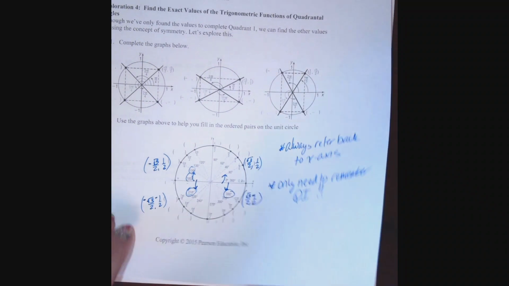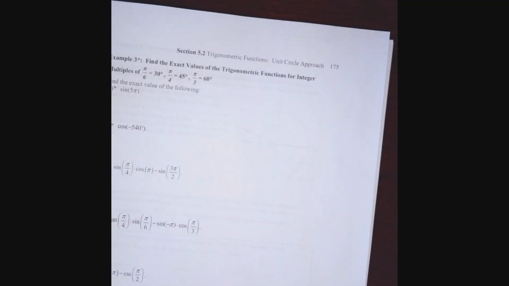All right, let's look at the next page of notes. Here in example 3, we're going to be finding exact values for the trig functions for our multiples of 30 degrees, 45 degrees, and 60 degrees. So what you're being asked to do is figure out, I'm given an angle. What is the reference for that angle?